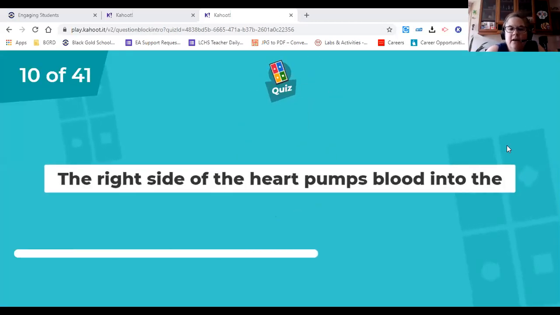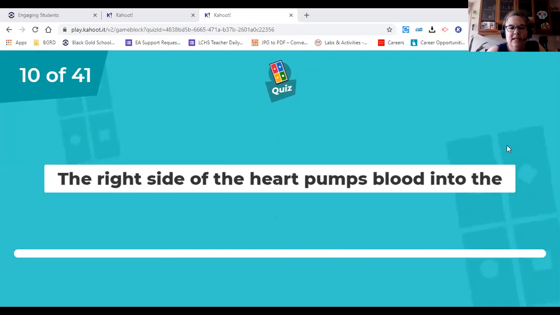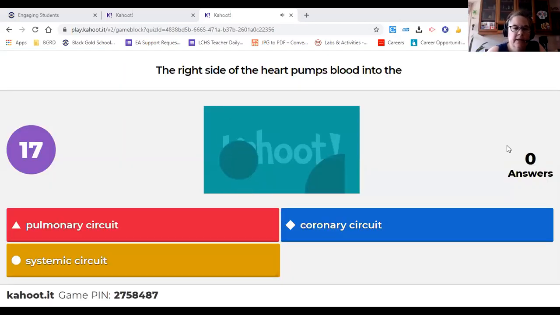The right side of the heart pumps blood into the pulmonary circuit, systemic circuit, coronary circuit. Where does the right side pump the blood? What circuit does it pump it into?